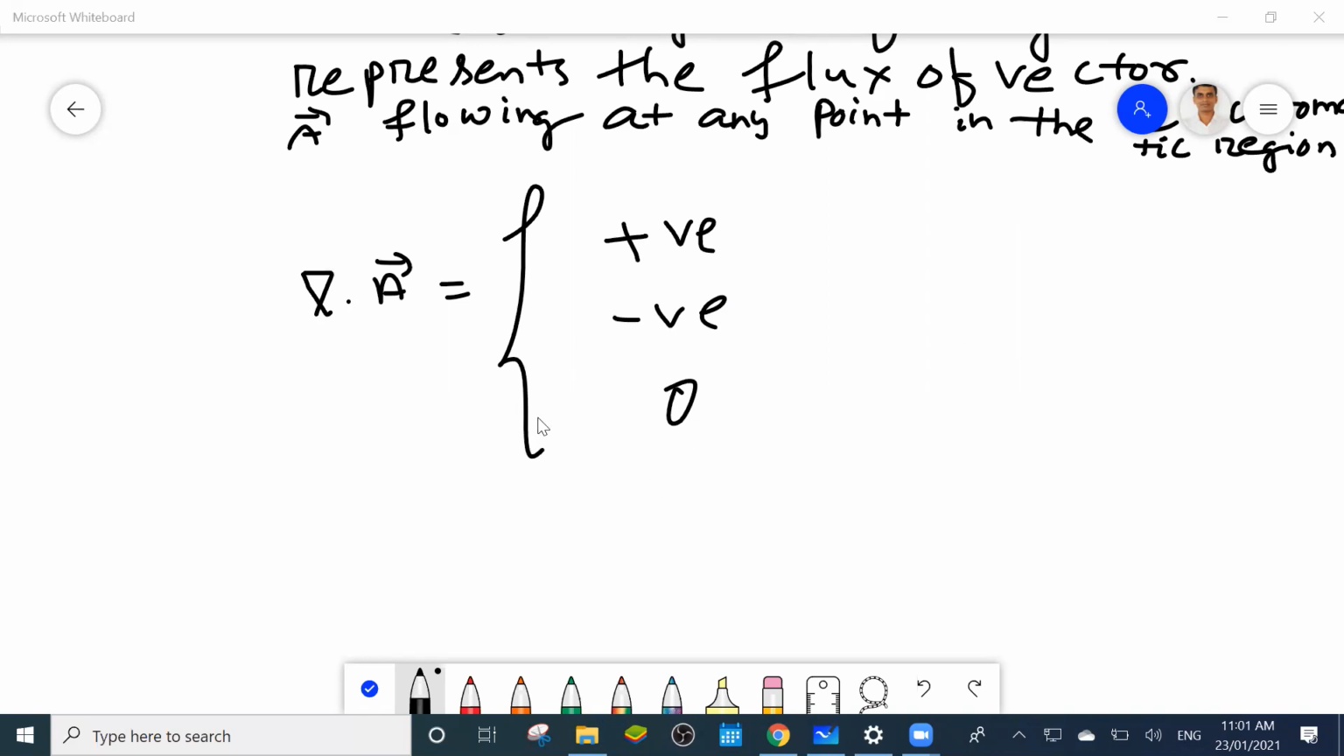Okay, so this is the divergence of A. Now how can you write the divergence of A in three different coordinate systems? This is very, very important. Suppose in general notation, I can write.